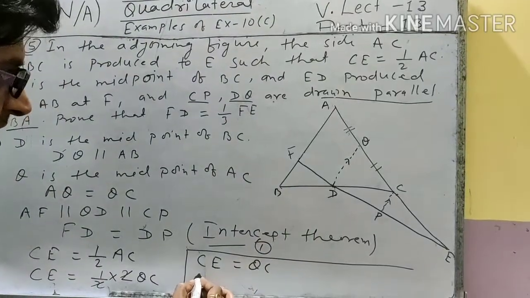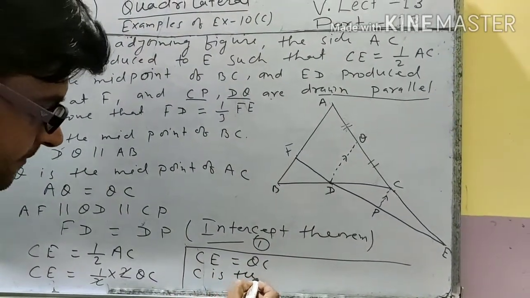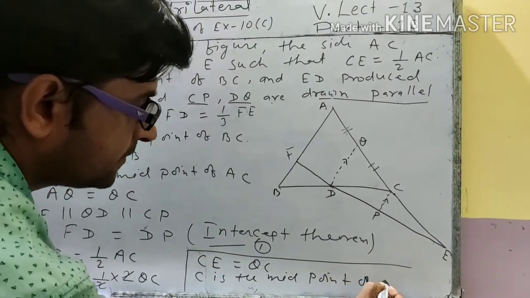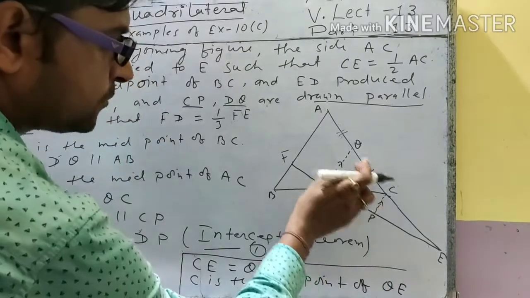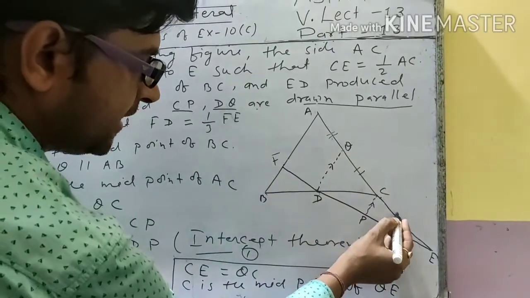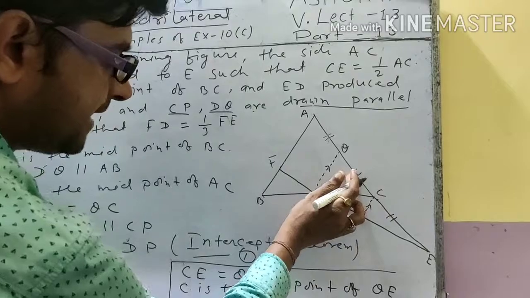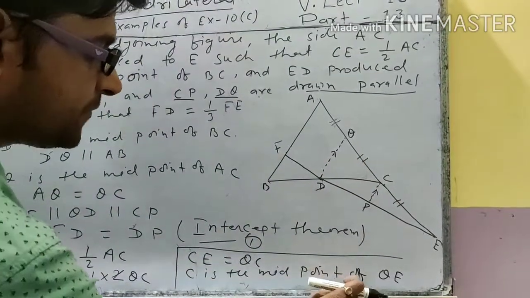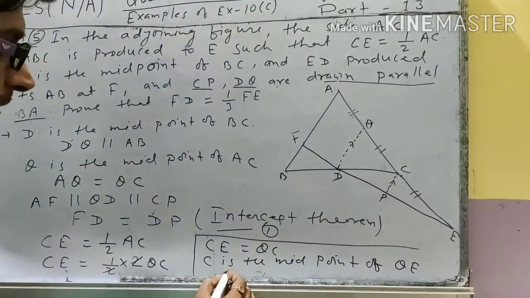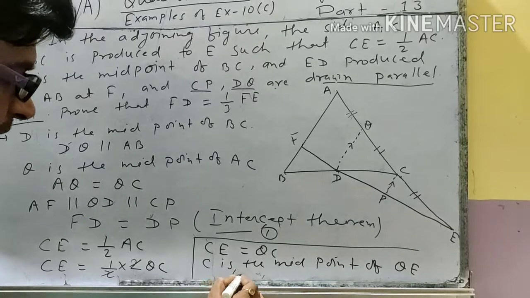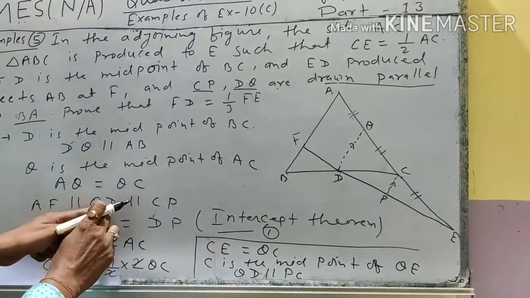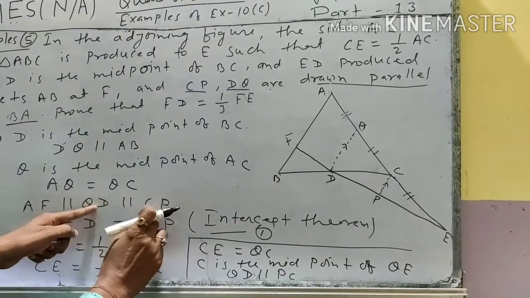That means C is the midpoint of QE. So QC is equal to CE. That means this side is equal to this side. C is the midpoint of QE. And QD is parallel to PC. Here student, QD is parallel to PC.